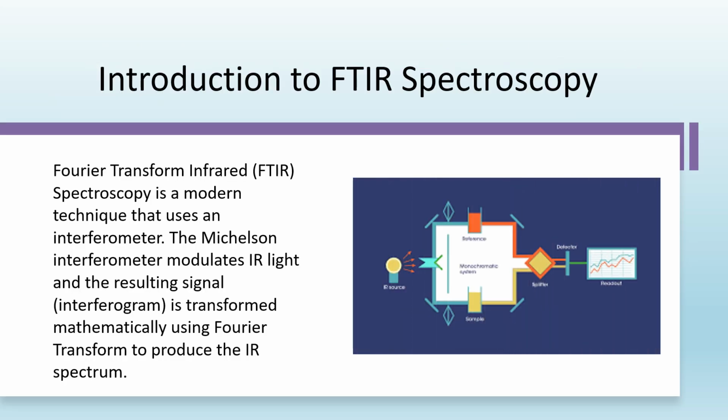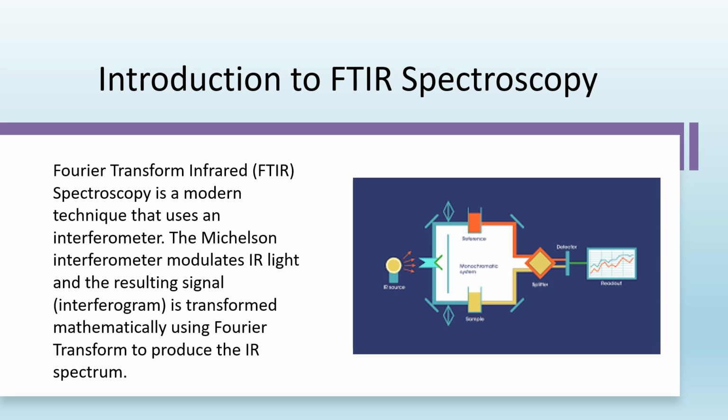Now, let's talk about Fourier Transform Infrared Spectroscopy, or FTIR, a revolutionary advancement in the field of infrared spectroscopy. FTIR relies on a powerful instrument called an interferometer, specifically the Michelson interferometer. Here is how it works. The interferometer modulates infrared light by splitting it into two beams and then recombining them. This creates a signal called an interferogram.